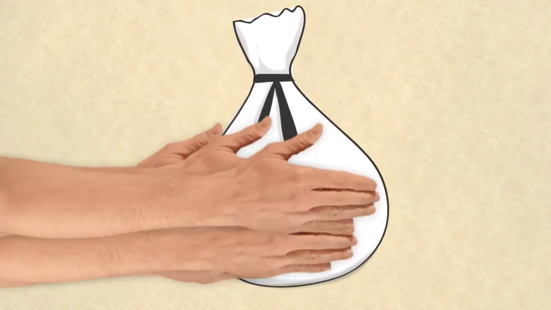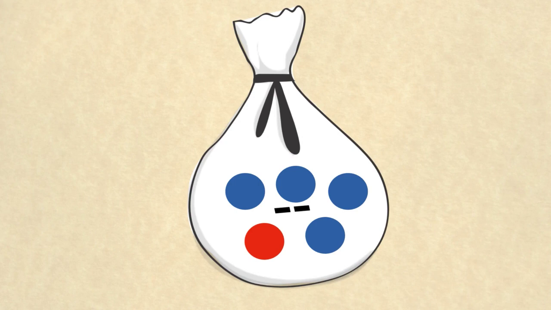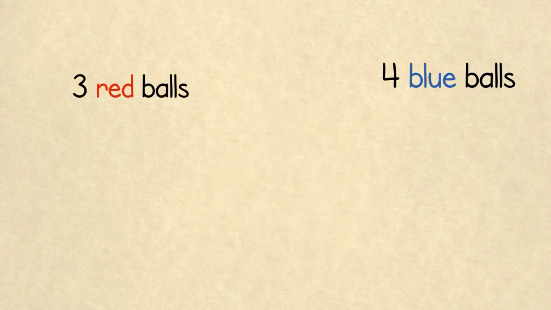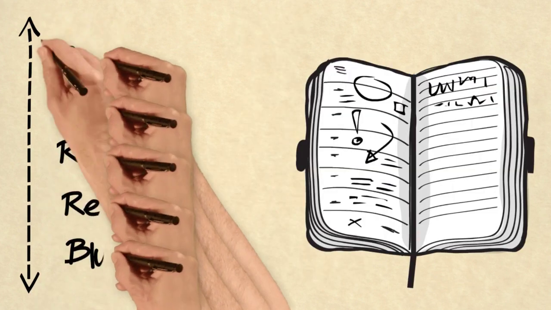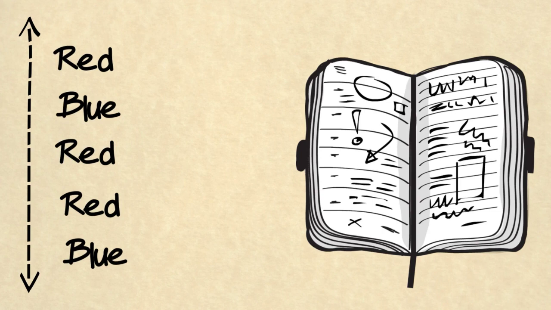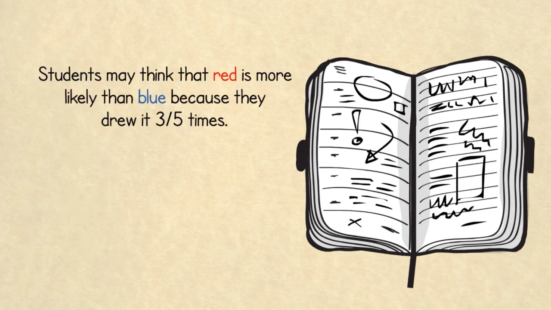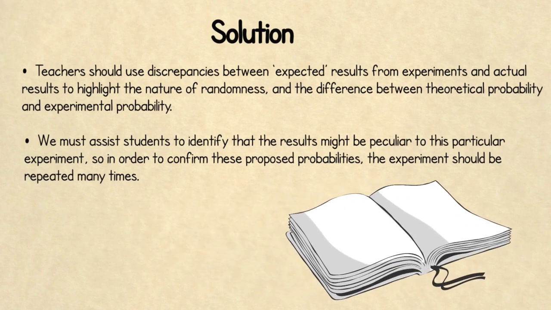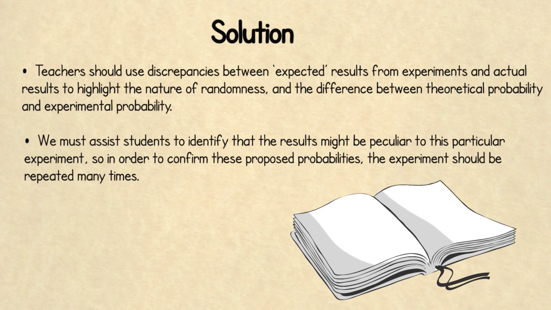Let's say we have a bag containing 1 red ball and 4 blue balls. The blue ball would have a higher chance of being drawn, but there is a chance that the red ball could be chosen. However, if by chance they got these results, they may mistakenly believe that red is more likely because they drew it 3 out of 5 times. We should use discrepancies to highlight the nature of randomness and identify that results might be peculiar to the particular experiment, requiring further repetition of the experiment to get accurate results.